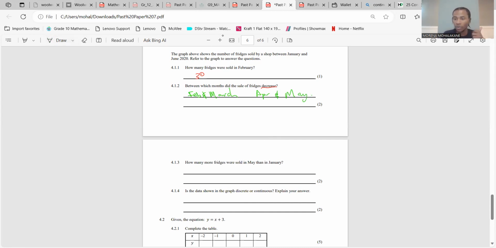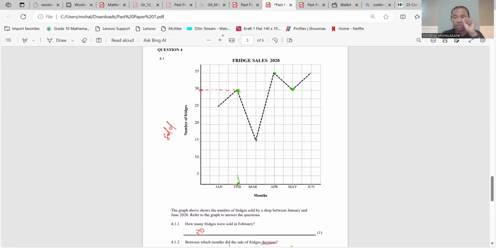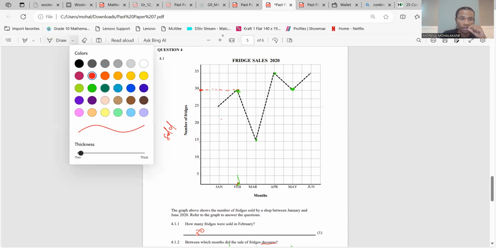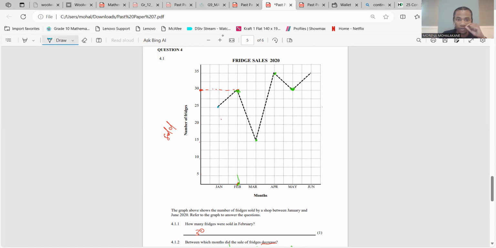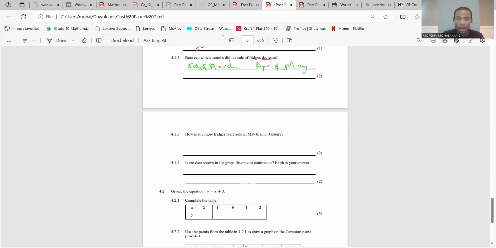If they asked the question if it was increasing, you need to look at where it starts at the bottom and then goes up. Because as you can see here, it's beginning below at 25, then it's going to the top. So between Jan and Feb, there was an increase, right? So just check on those types of things there.